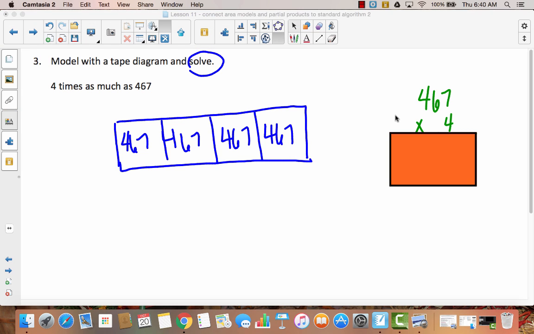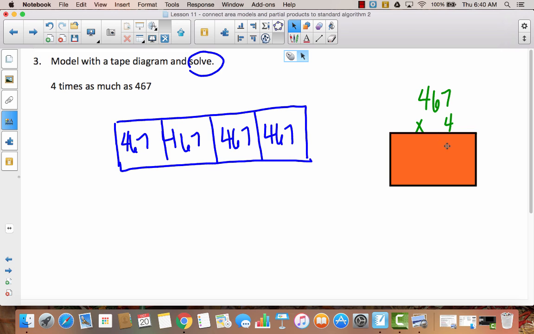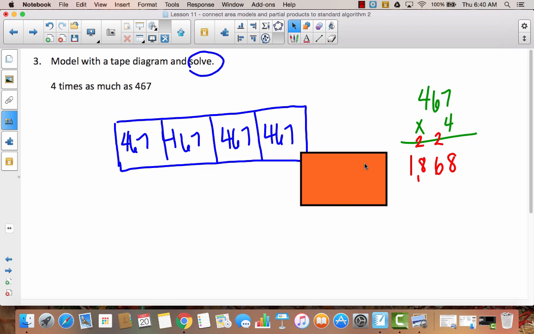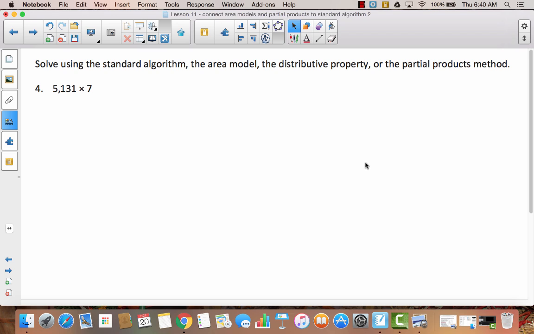Okay, so I chose to use standard algorithm because I can do it pretty quickly and efficiently. So I did 7 ones times 4, which gives me 28 ones. And then I did 6 tens times 4, which gives me 24 tens, plus 2 tens, which gave me 26 tens, and 4 hundreds times 4, which gave me 16 hundreds, plus 2 more, which gave me 18 hundreds. So I ended up with 1,868.